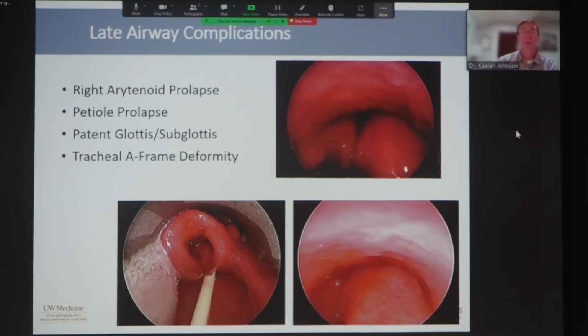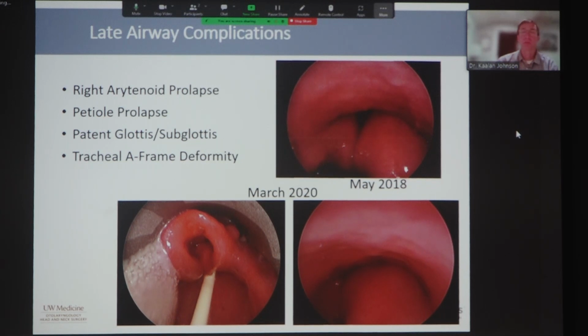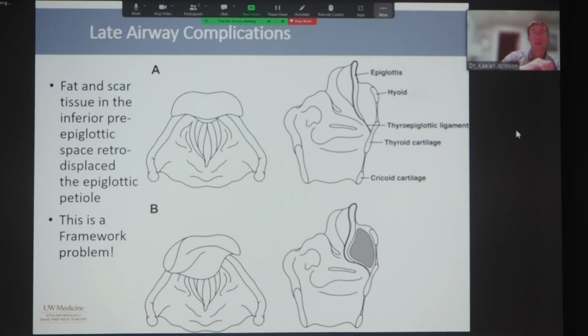So his airway, interestingly, if you look from May of 2018, there was more space in the glottis. In March of 2020, this space here had disappeared. And so this right arytenoid was tightly pushing up against the petiole, which was prolapsing posteriorly. And that was probably his most significant level of obstruction, especially during sleep. So that progression is what correlated with his symptom progression over those 4 years. And so we decided to address both of those levels of obstruction in a staged manner.